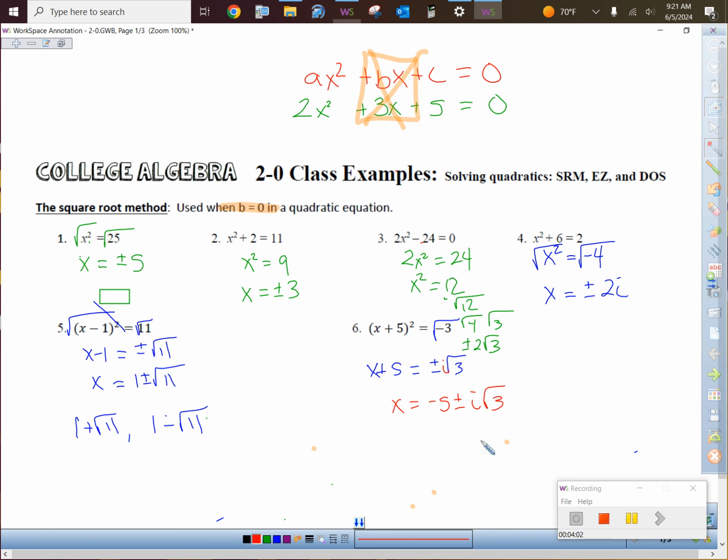But still, that was a real nice case because that was the square root method. There was no b value. The b value was 0. There's no x's at all in this. Yes, of course, you see these have x's, but again, since they're in parentheses, if you've got something squared all by himself on one side of the equal sign, you can totally square root both sides.